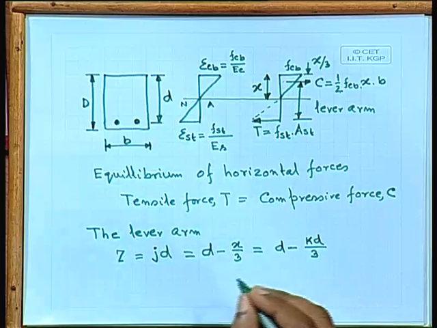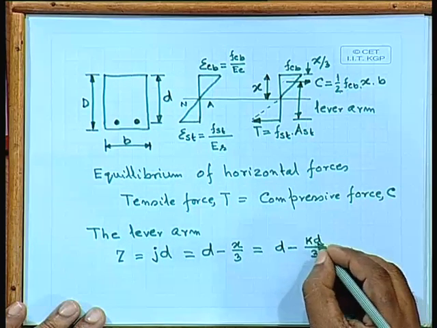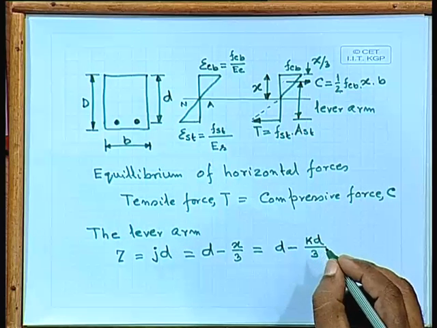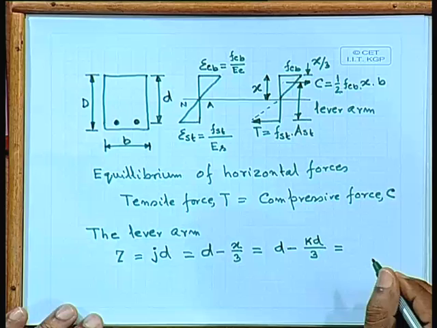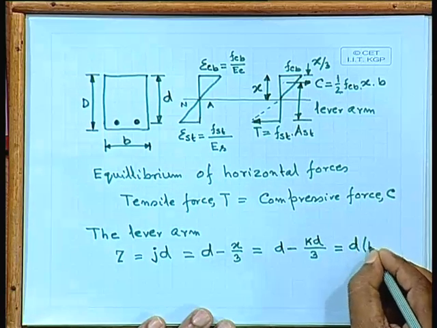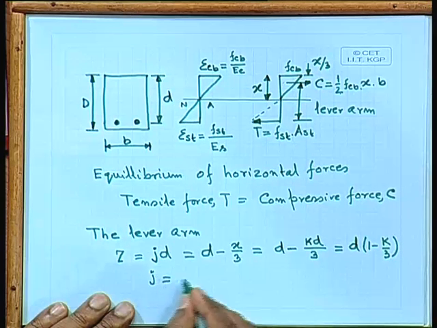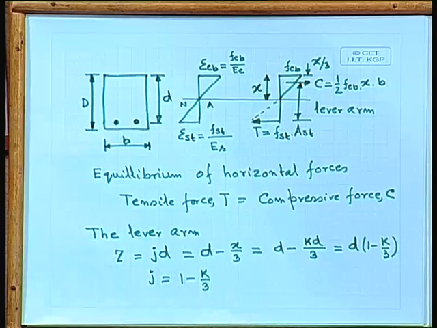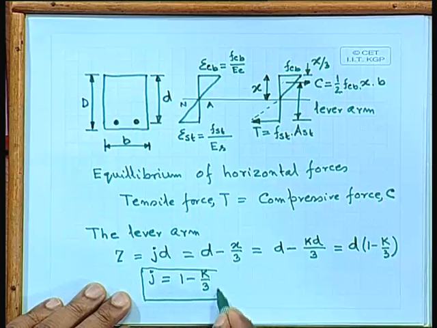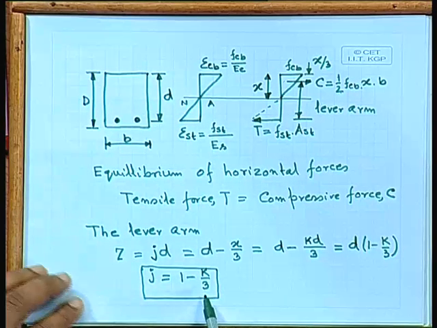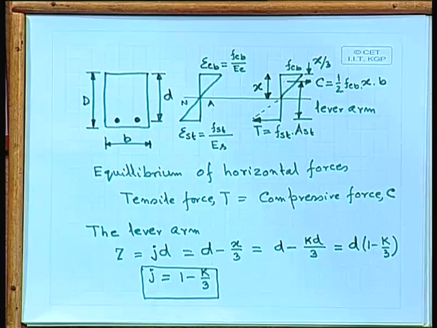and kd is the depth of the neutral axis. We do not know k, nor do we know j, but we can write it in this way: d times 1 minus k by 3. So, we can write jd, that means j equal to 1 minus k by 3. This is one important equation here: j equal to 1 minus k by 3. So, we can calculate the effective depth, and we have to find out a fraction. If we can find either k or j, then obviously we can find the other one also.